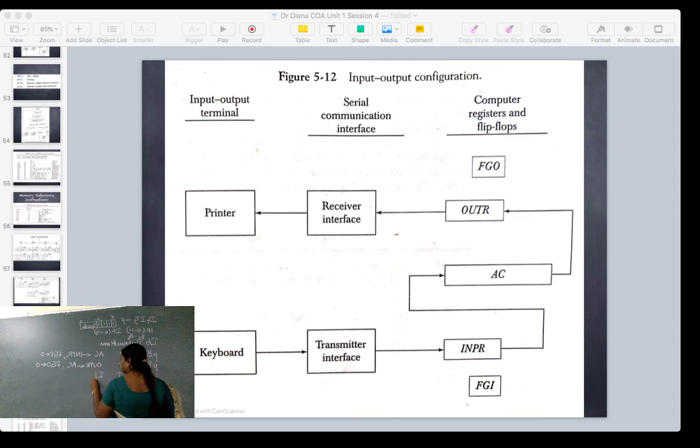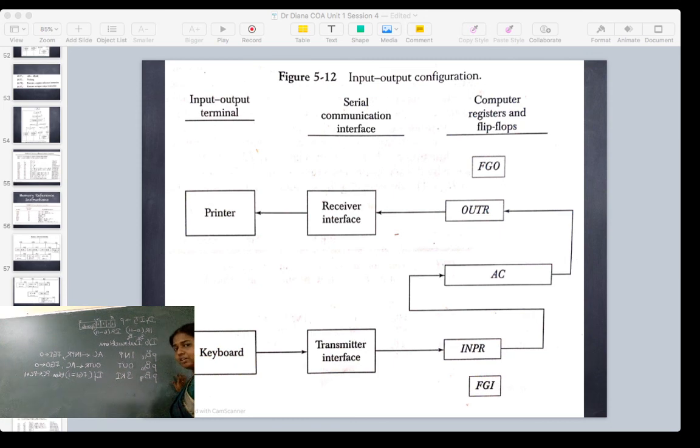So if FGI is equal to 1, then what should I do? I should skip one instruction. How do I skip my instruction? I should increment the program counter value by 1. Clear? Now this is happening with the control information PB9.